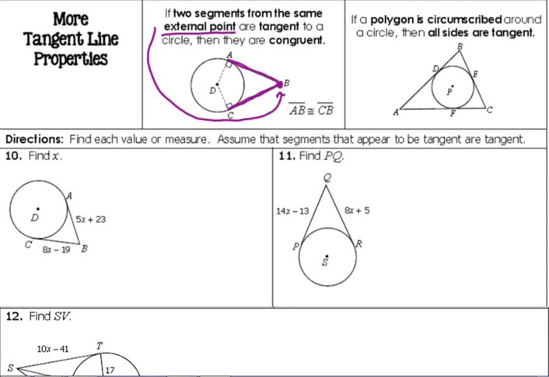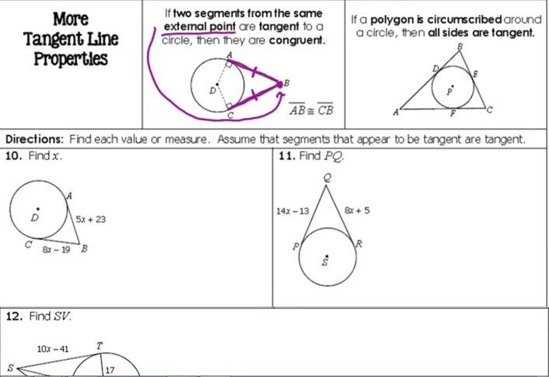So if we have right angles at A and C, then those are congruent. AB and BC, or CB, however you want to say it, have the same length. So if they are tangent, then they are congruent. Vice versa. If they're congruent, then you know that they're tangent. Okay, so you've got to be able to use that property and apply that.